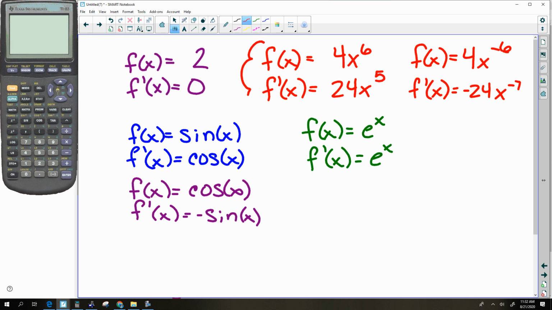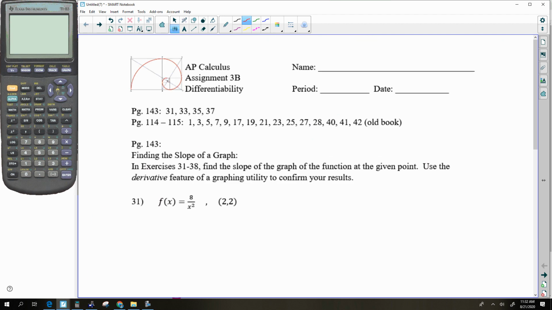The big one that you're going to use 95% of the time is the power rule. You have to feel comfortable with basic derivatives of just functions. So the power rule: the top drops down, so it multiplies down and then reduces by 1.